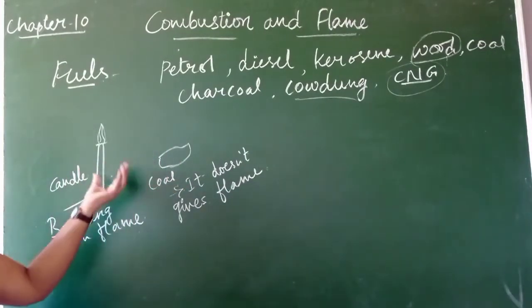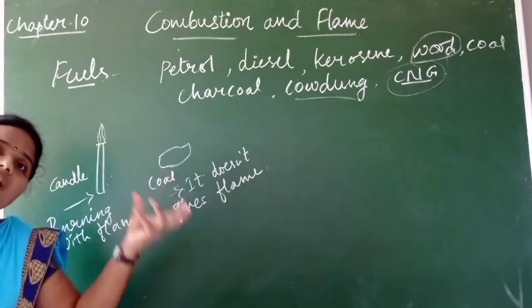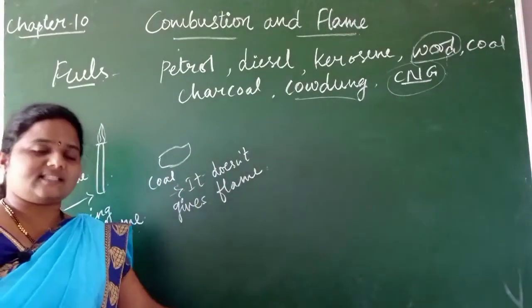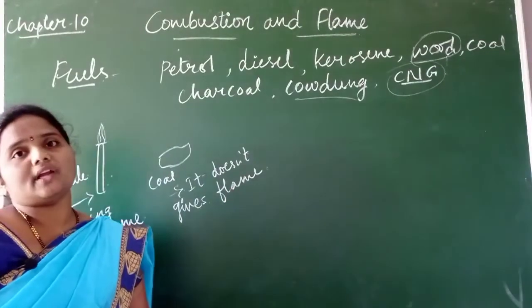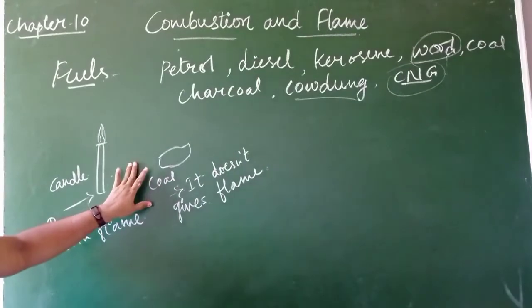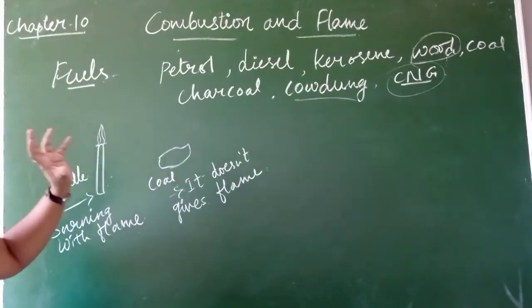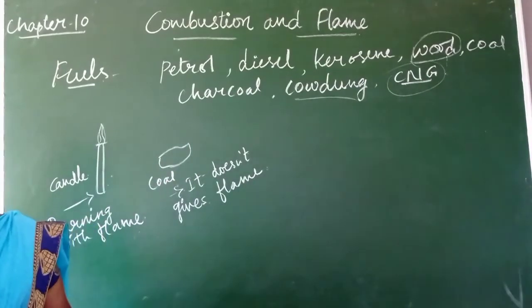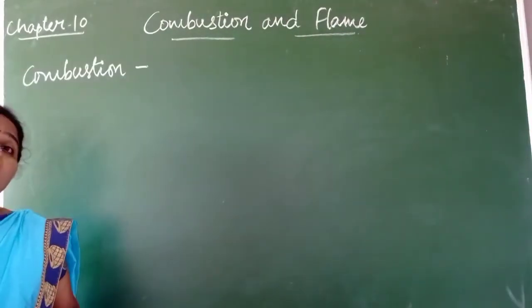The candle completely burns and it emits light in the form of a flame, whereas the coal simply burns in the air, but it doesn't give a flame. These two substances are both burning, but there is a lot of difference between the burning of a candle and a coal, children. So children, what is meant by combustion?